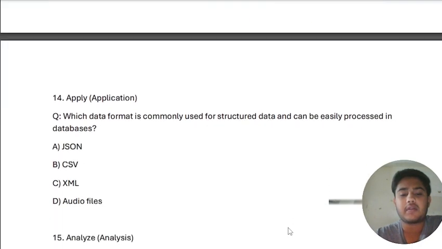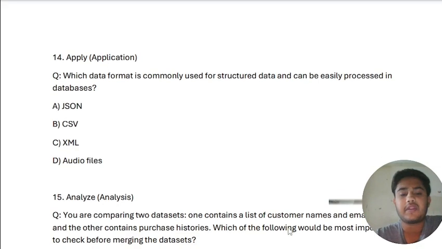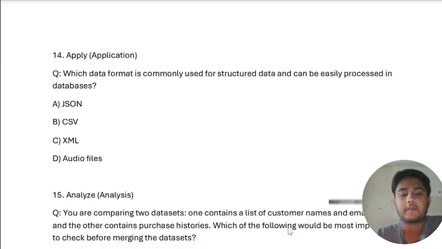Next question is, which data format is commonly used for structured data and can be easily processed in databases? So the answer is option B, CSV.